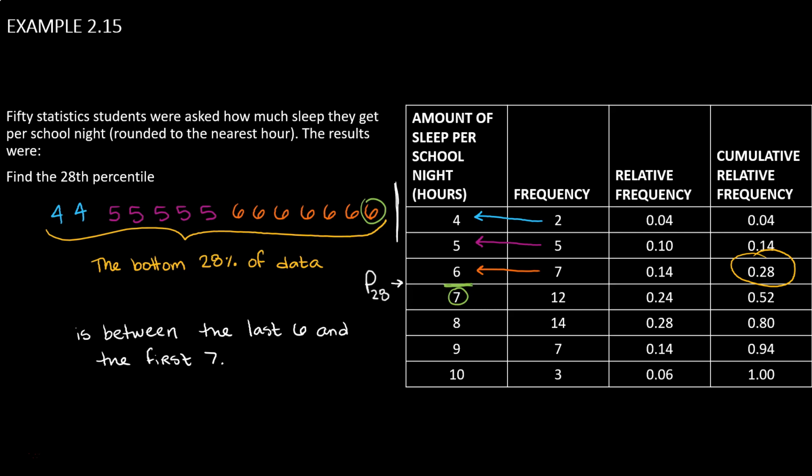To find the 28th percentile, we'll average those 2 numbers. So we'll add together the 6 and the 7, cut it in half. We find 6.5 is the 28th percentile. So P28, the 28th percentile, is 6.5.